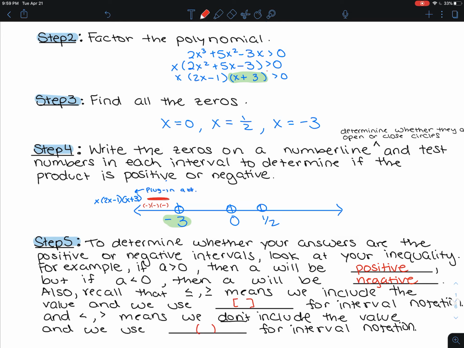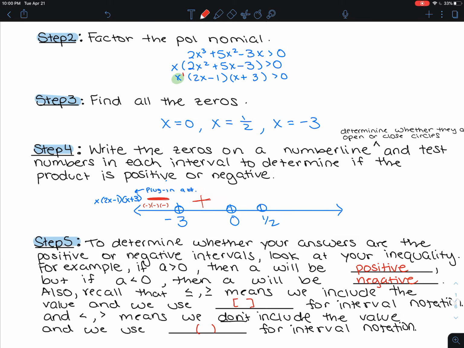Now that factor has an odd power because the power is 1, and I just wrote it in red. When the power is odd, the next sign changes. So because the previous sign was a negative, the next one is going to be a positive. Okay, now let's take a look at the 0. What factor did 0 come from? If you said x, then you are correct.